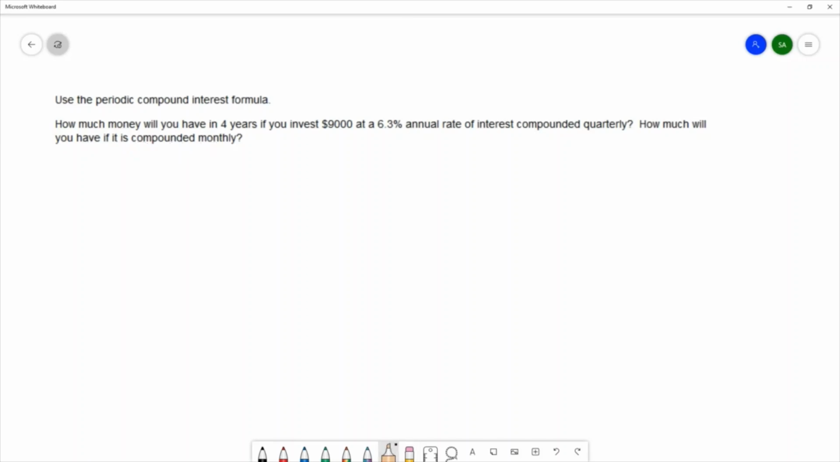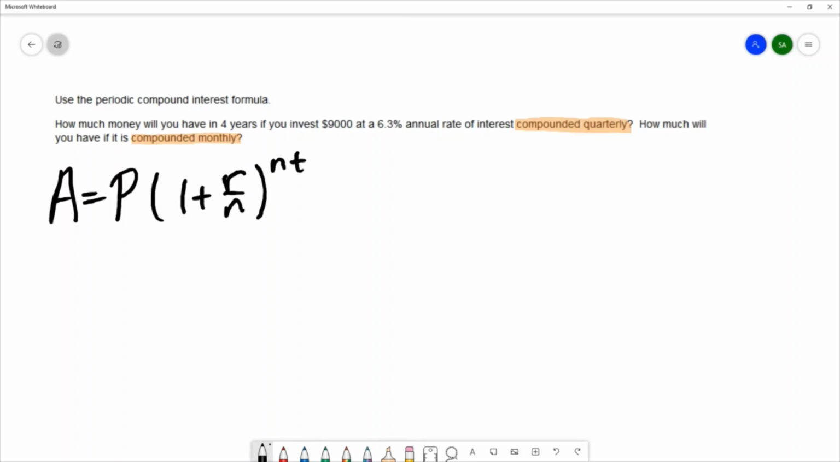So there are some key words in this problem that tell you which compound interest formula to use. Here where it says compounded quarterly, and here where it says compounded monthly, indicates that you would use the formula A equals P times (1 plus r over n) to the nt. The other formula, which is A equals P e to the rt, is for situations when interest is compounded continuously.